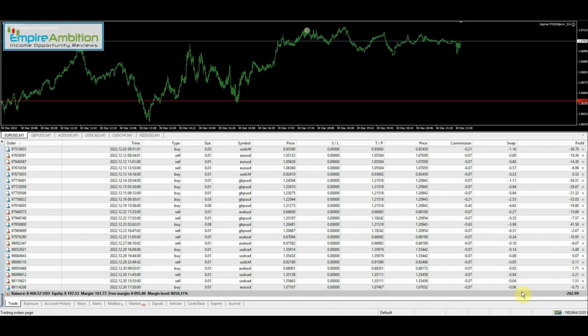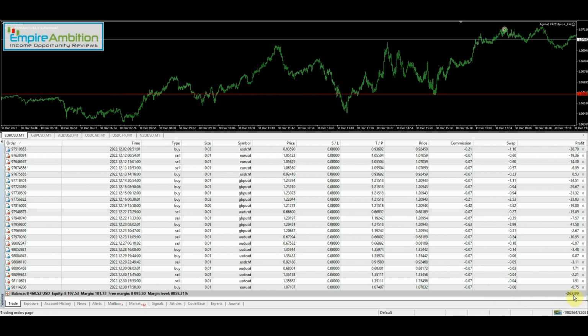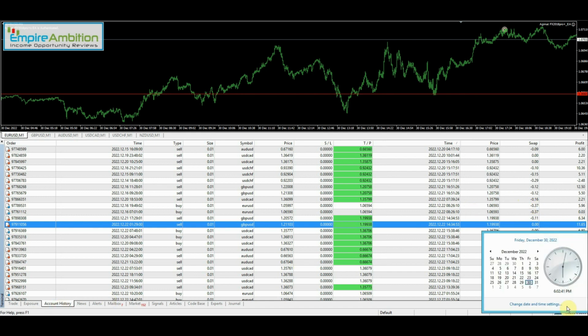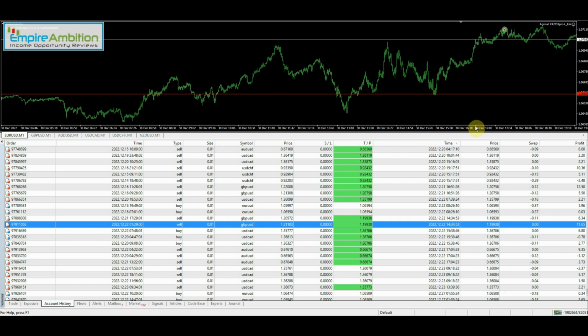As we can see here, we have $262.99 in drawdown going into the weekend. And over here, we can see our current balance is $8,460. We can check account history. And the first day of the week was December the 26th. So it looks like we got started right here.